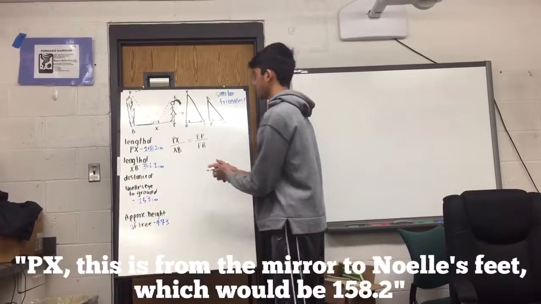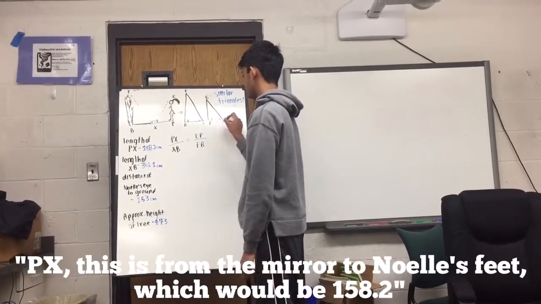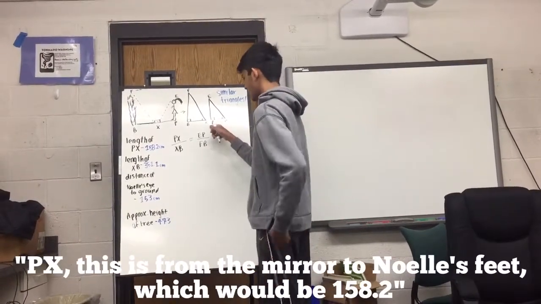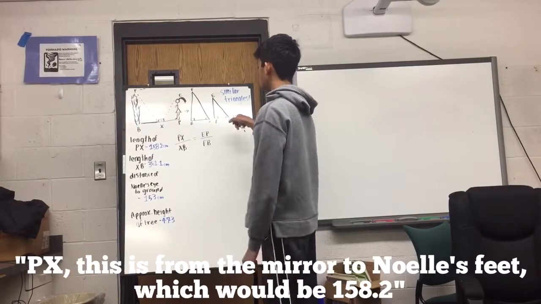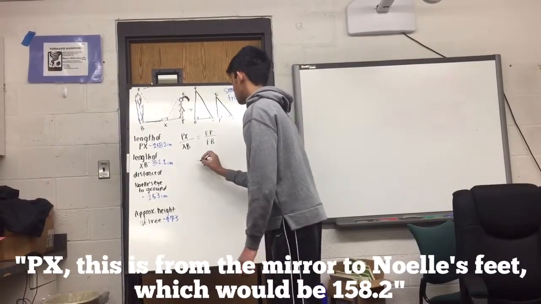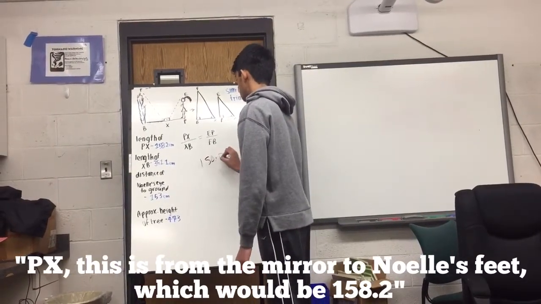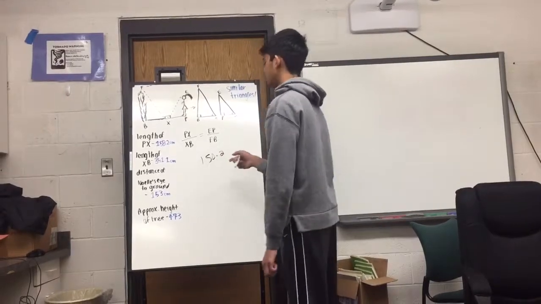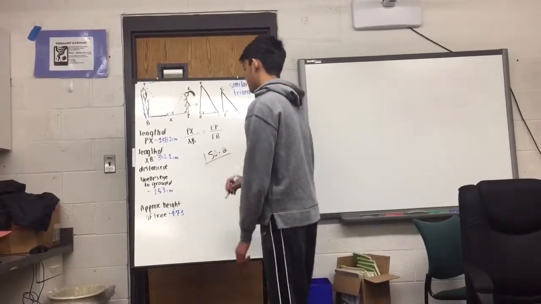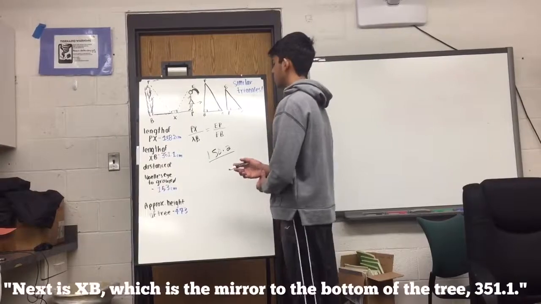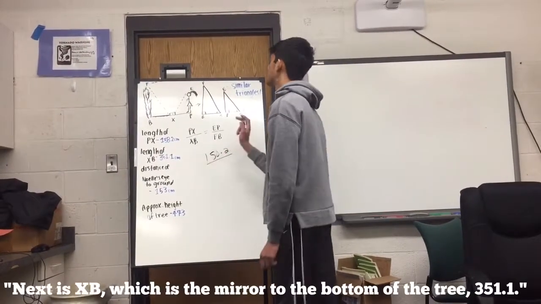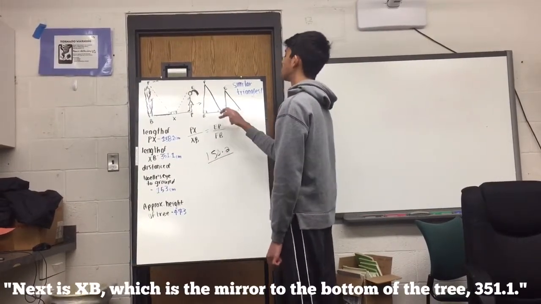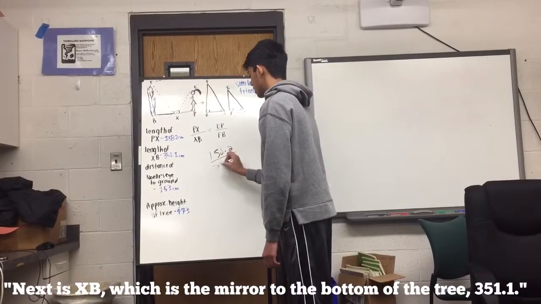height indirectly. So PX, which is right here, is the distance from the mirror to Noelle's feet, which would be 158.2. And these are in centimeters, by the way. And the next thing we are looking at is XB, which is the distance from the mirror to the very bottom of the tree, which is 351.1.